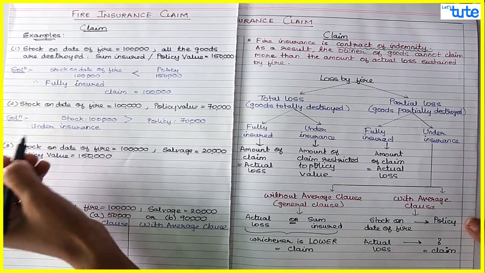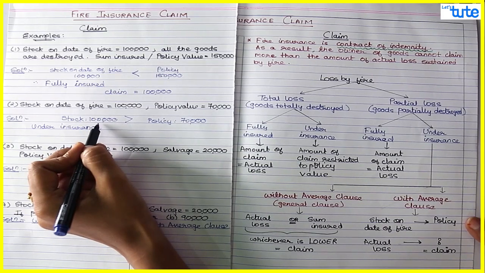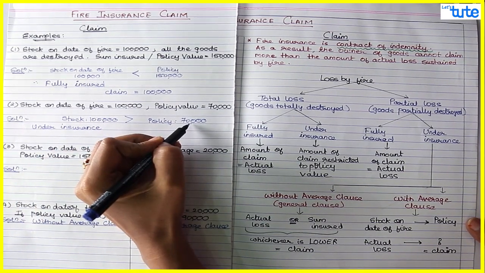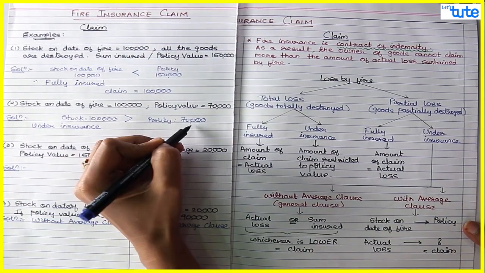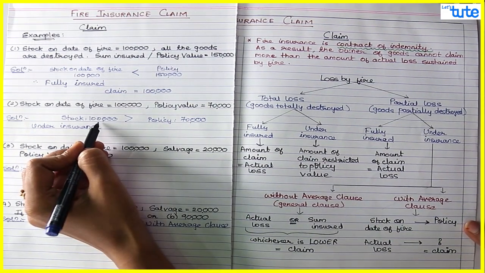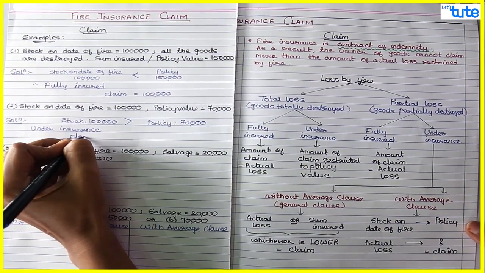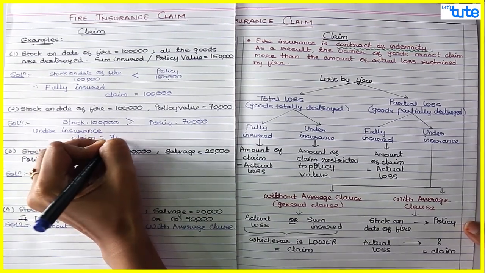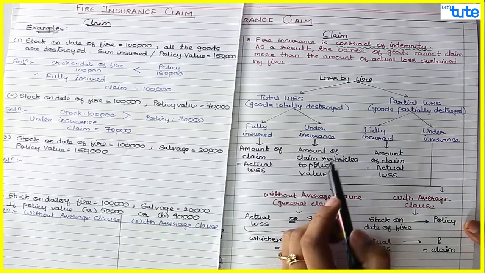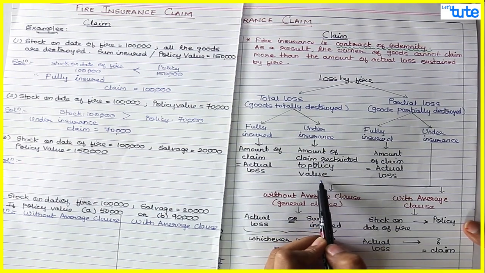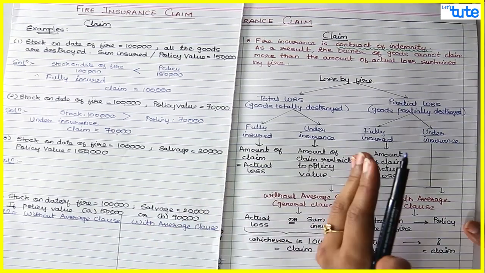So in this case of under insurance, we have suffered a loss of 1 lakh, but we have a policy of only 70,000. So the insurance company will compensate us only for 70,000. Though we have suffered a loss of 1 lakh, we don't have a policy of that much amount. So our claim amount would be only equal to 70,000. So if it is total loss and under insurance, the amount of claim will be restricted to the policy value because you don't have more amount of policy. Your sum insured is lower.